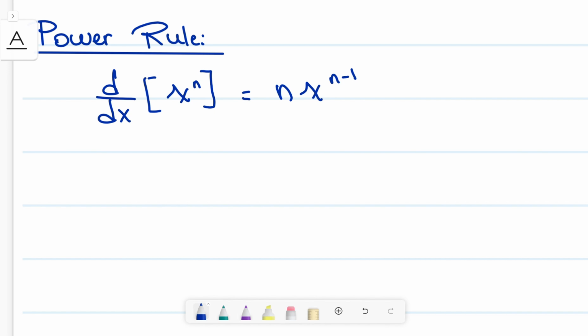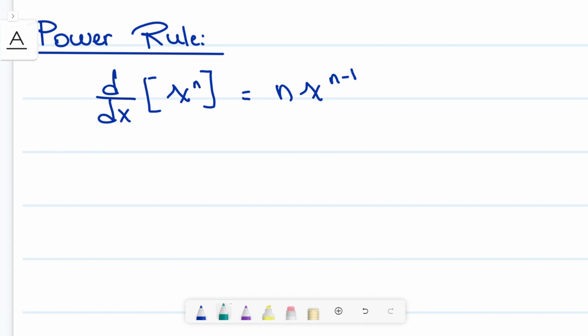Now we will move on to the power rule. As the name suggests, it's a power, so it's x to the power of something. For today we will say x to the power of n. To find the derivative of x to the power of n, we drop down the power, so it becomes n x, and x is to the power of n minus 1.